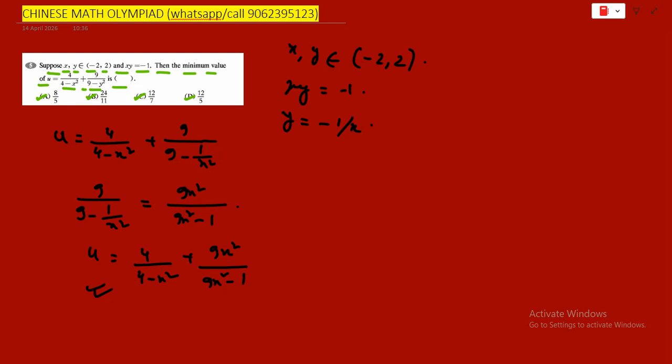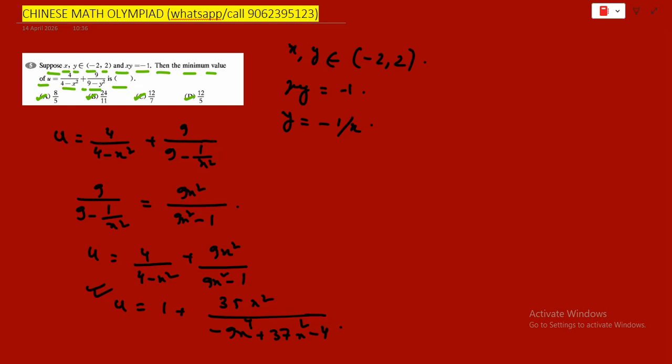Now instead of blindly differentiating, we try to rearrange cleverly. So we rewrite u equal to 1 plus 35x² over minus 9x⁴ plus 37x² minus 4. Okay. Now this step is called algebraic manipulation mastery. Olympiad students don't calculate more, they simplify more.